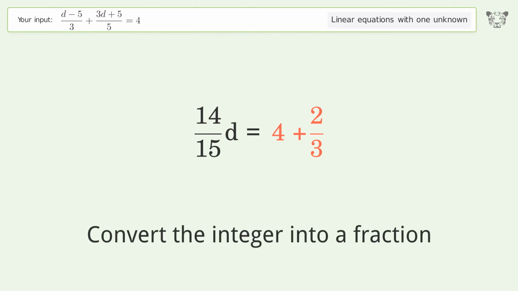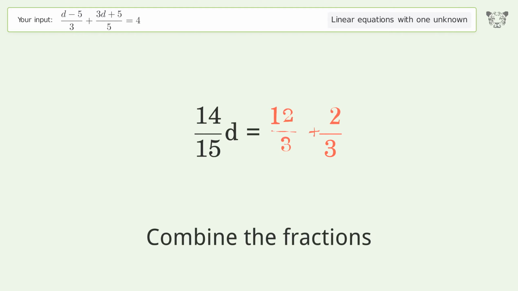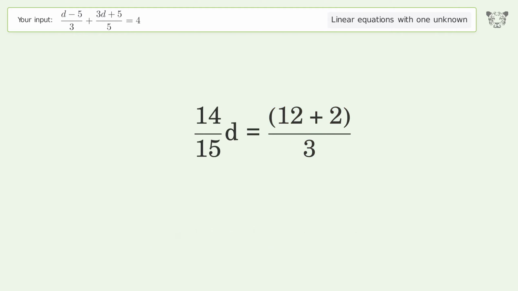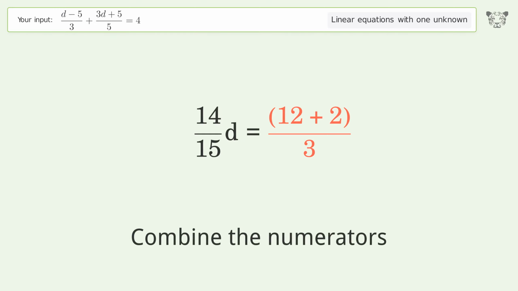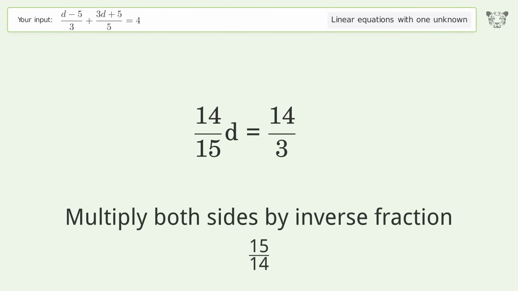Convert the integer into a fraction. Combine the fractions. Combine the numerators. Isolate the d. Multiply both sides by inverse fraction 15/14.